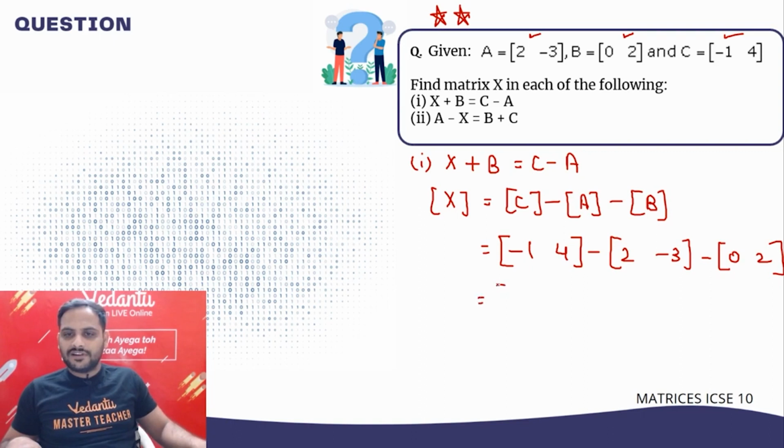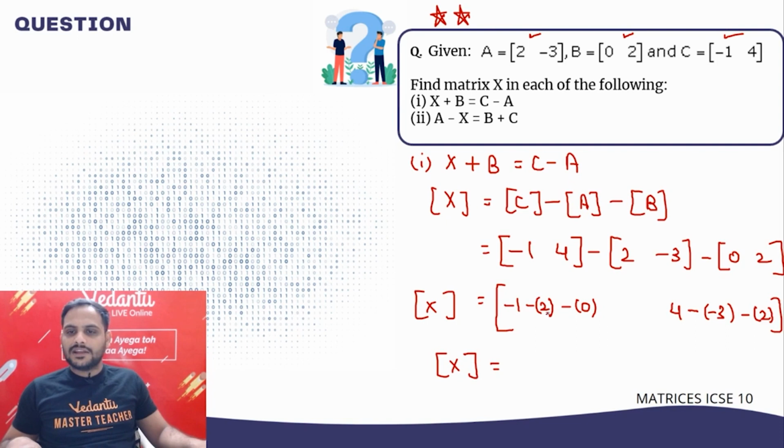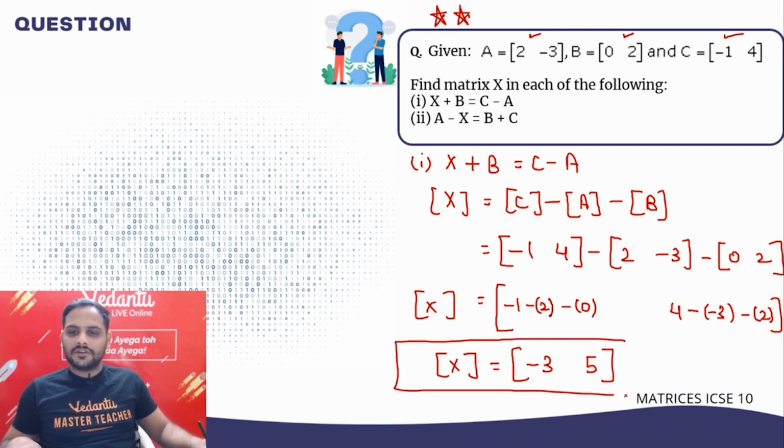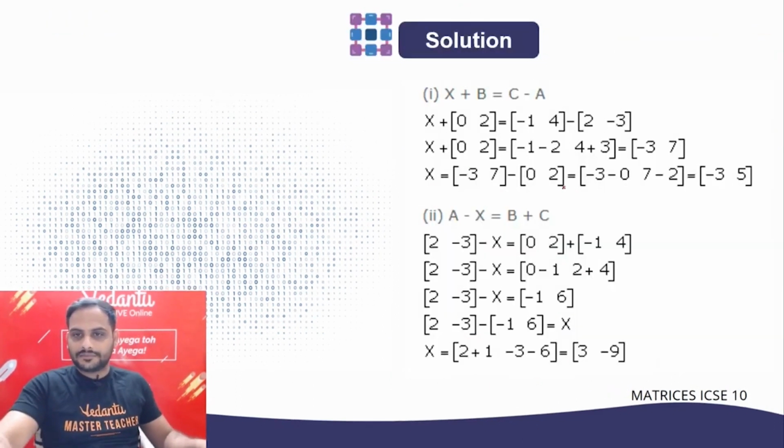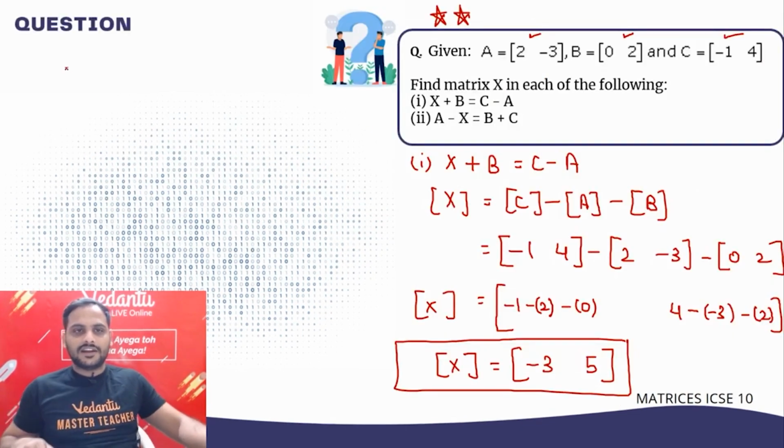So corresponding elements I will do the operation. So here I have -1, then minus of 2 and then minus of 0. This is the first element for matrix X. And then here we will have 4 minus of -3 and minus of 2. So matrix X will be equal to -1 -2 -0, which is -3, and 4 plus 3 minus 2 is 5. So in first case matrix X is -3, 5. Okay? Similarly second case, let's write it over here. So I can say A minus X is B plus C.